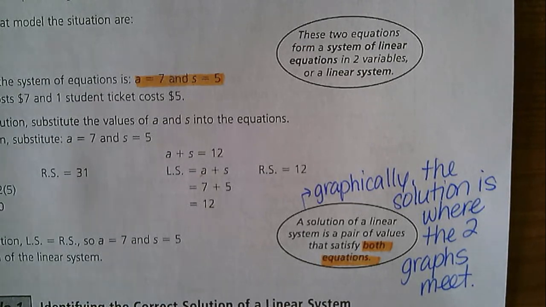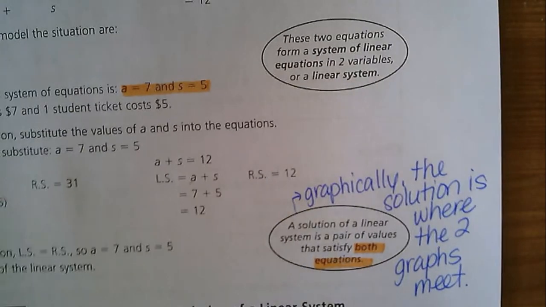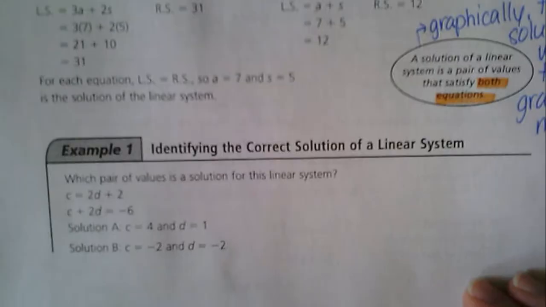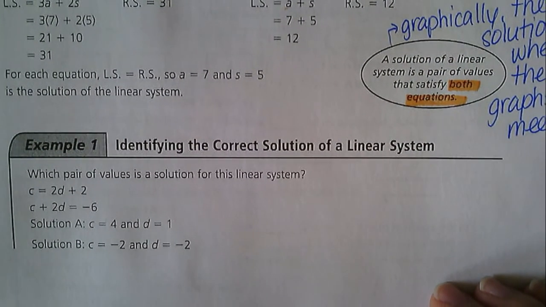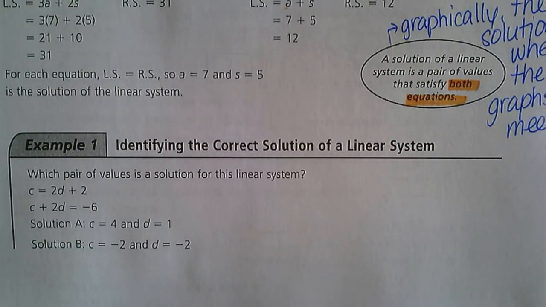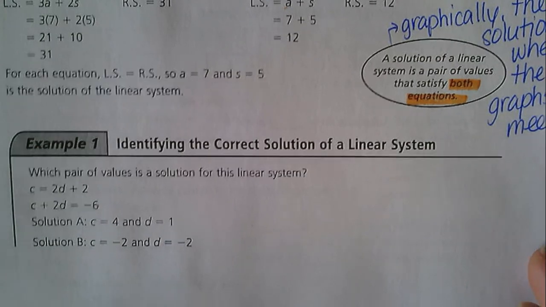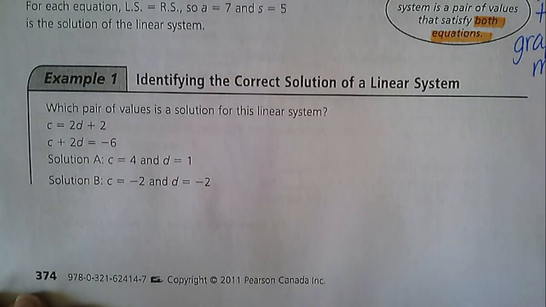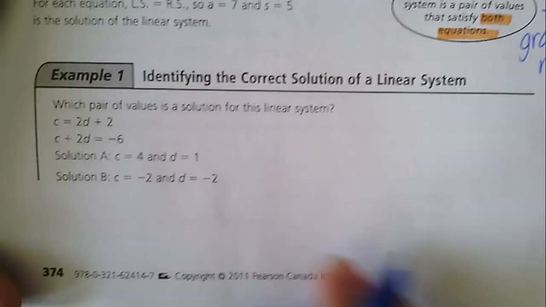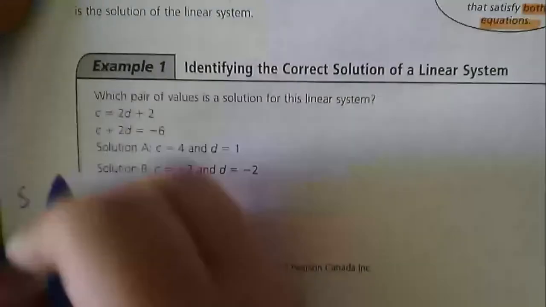Okay, but we're not there quite yet. So just giving you a little bit of background information. So let's take a look at this first example here. They want us to figure out which pair of values is the solution for this linear system. So we'll try both of them. We'll try solution A and we'll try solution B. So let's start with solution A.